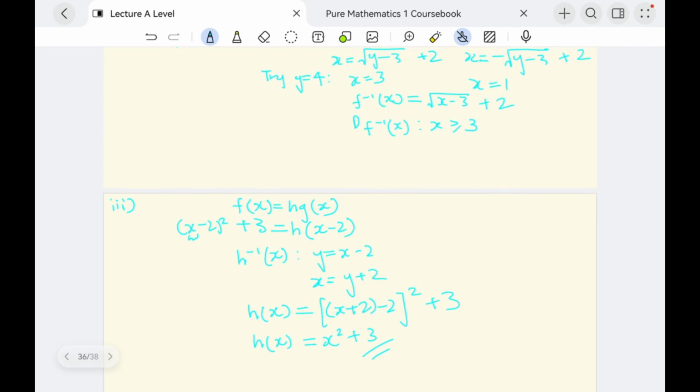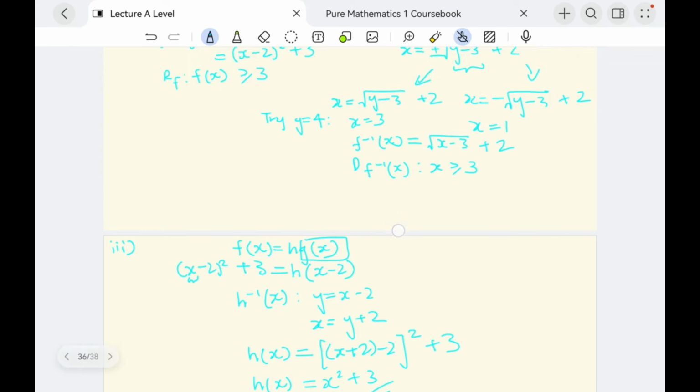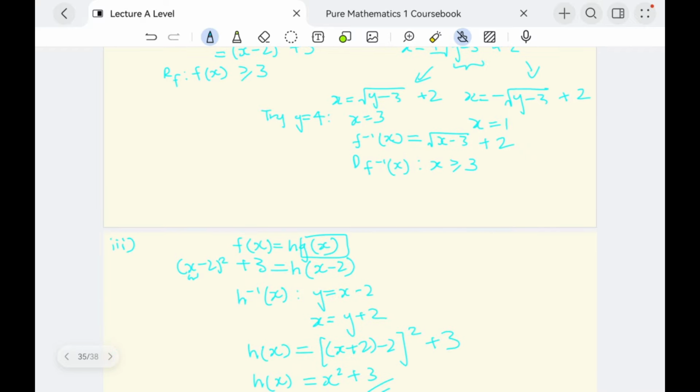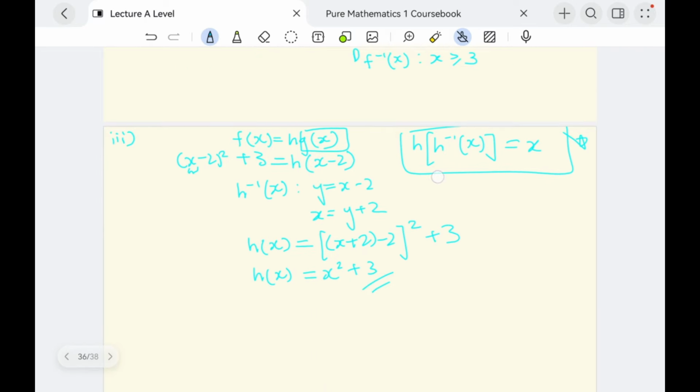Why? Because in order to let it become h(x), let me substitute the g(x) as inverse h(x). Okay? So h times h inverse x equals to x. This one you should learn from your secondary school or O-level IGCSE. Okay?